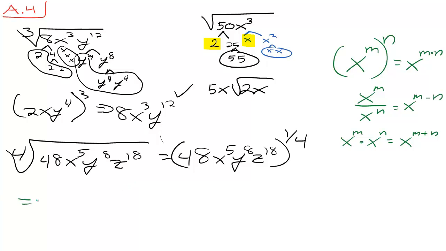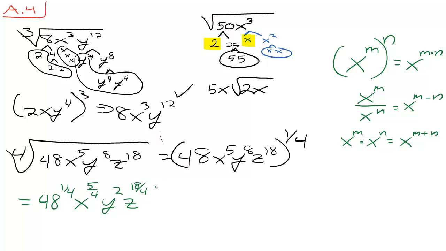And you really end up having 48 to the 1/4, we can deal with that later, x to the 5/4. And then y to the 8 times 1/4, isn't that just y squared? And then z, 18 divided by 4, which of course you can simplify to 9/2 if you want to. But it's probably better to leave it as 18/4.